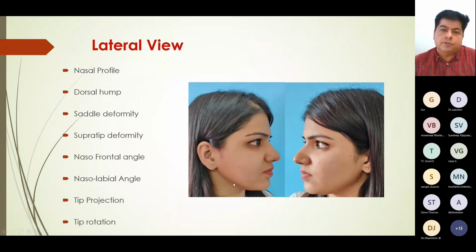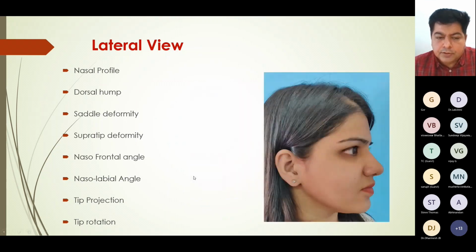Then is the lateral view. This also is a very important view. It gives us the profile view of the nose. So we can see whether there is a dorsal hump or a saddle deformity, or any supratip deformity. Like in this particular photograph, there are none. We can also see the various angles, nasofrontal angle, similarly the nasolabial angle. This is the tip projection, that is how much the tip is projecting, and this is the tip rotation.